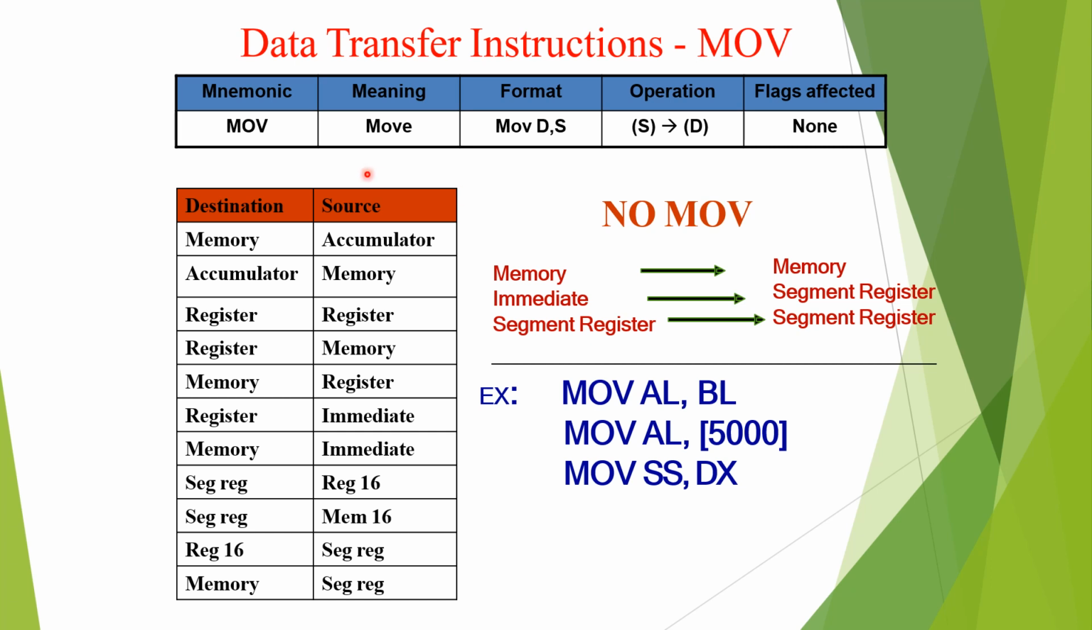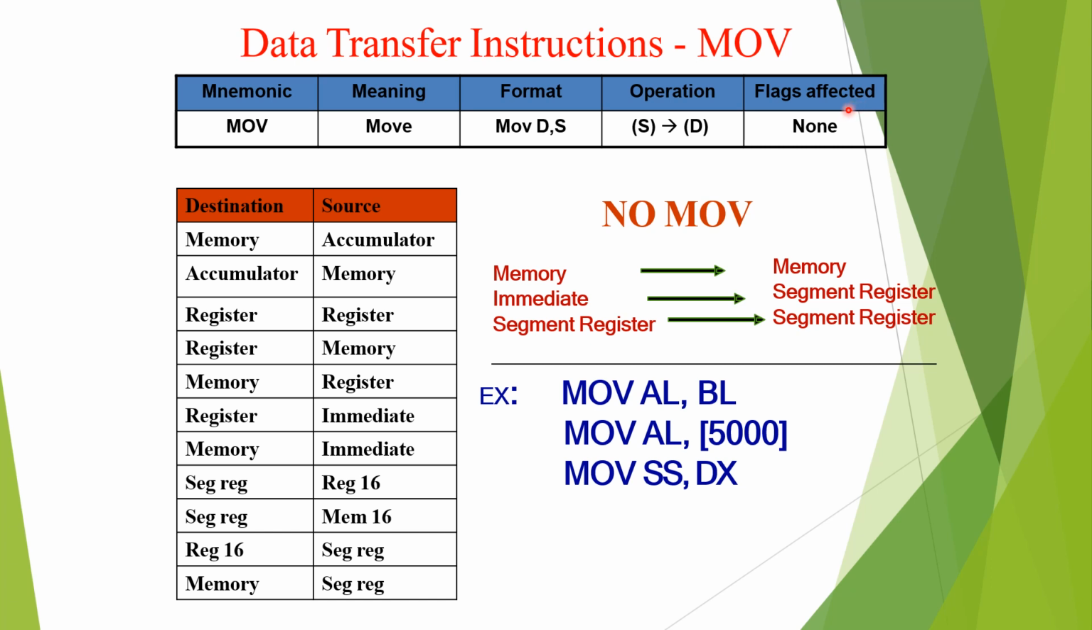Here the mnemonic used for data transfer is MOV. MOV stands for move, and the format is MOV D, S, where D stands for destination and S stands for source. It is explicitly understood that the content of the source is moved to the destination, which means it is copied to the destination. Upon execution of this instruction, none of the flags are affected.